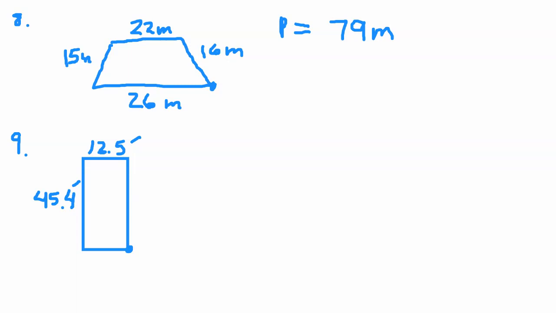if we start here, now because this is a rectangle and we're told it's a rectangle, opposite sides are the same length. So that means we automatically know we've got 45.4 feet here and 12.5 feet here. Okay, so the perimeter here, we're going to take 45.4 plus 12.5 plus 45.4 plus 12.5, and adding all of those up, we get 115.8.